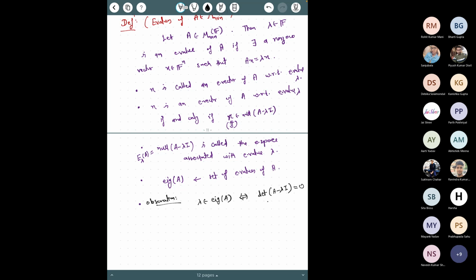Therefore, this polynomial is called the characteristic polynomial of A. So basically, these eigenvalues are also known as characteristic values. In some books, you will see the term characteristic values used in place of eigenvalues. So therefore, this polynomial is called the characteristic polynomial.